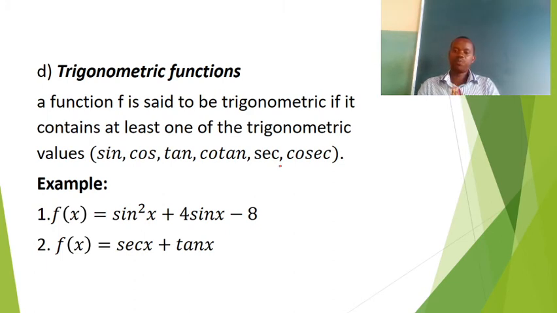Example number 2, f of x is equal to sec x plus tan x. You can see that also this one is containing trigonometric values. You can give your own examples using cosine, using cotan, using cosec, and so on. You will give more examples, but these two are the only ones to help you to understand how the trigonometric functions are looking like.